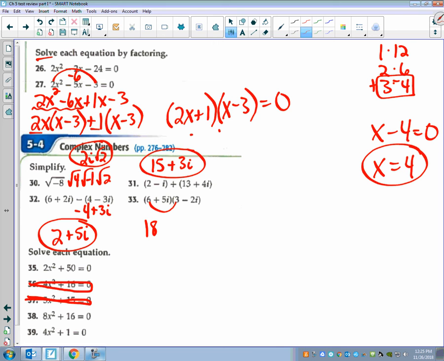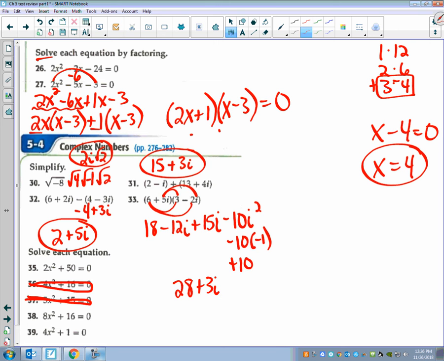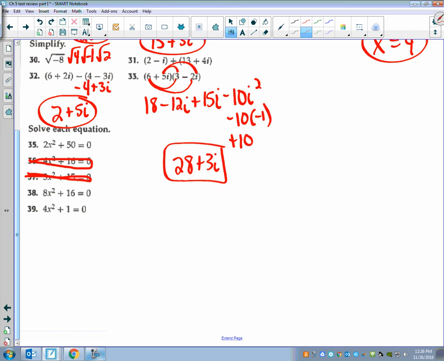And then this one has no sign in between it, so that one is where you're going to FOIL. So 6 times 3 is 18. 6 times -2i is -12i. 5i times 3 is 15i. 5i times -2i is -10i squared. And remember that i squared is -1, so that's really plus 10. So 10 plus 18 is 28. -12i plus 15i is 3i. And you can't add those together, so that's your answer.